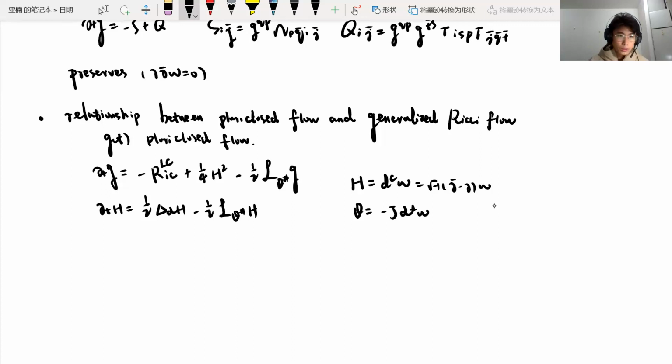And an interesting thing to notice is that the right hand part is just half of the generalized Ricci flow. In general, the generalized Ricci flow has two Ricci. So it is just a half, which means we need to make a rescale on the time.